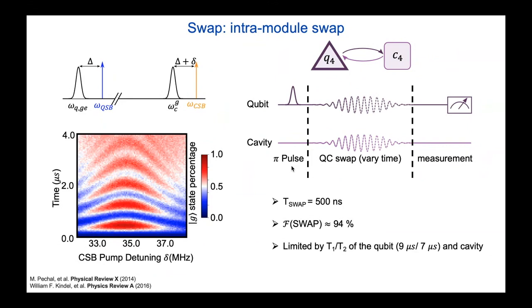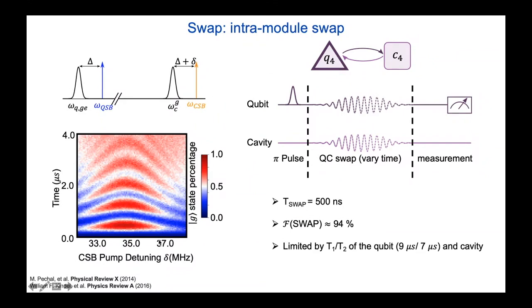The first thing we want to tune up is the intra-module swap, which is between the qubit and the cavity. And there's nothing special here. We just apply two single tones to the cavity and qubit, which are QSB and CSB here. And by carefully tuning up the frequency and the amplitude of the two tones, we can generate a very beautiful Rabi oscillation between two modes.